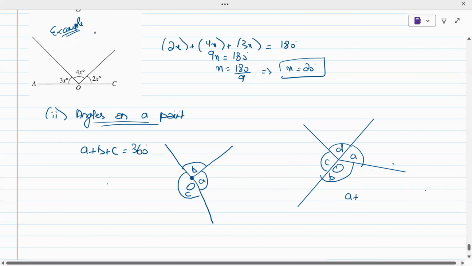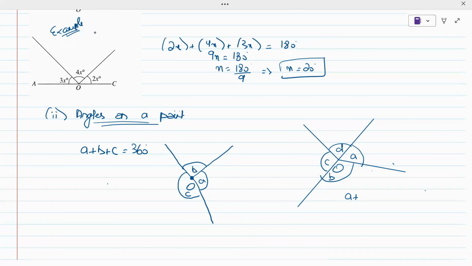These were 3 angles summing up to 360, and in the second case, it's 4 angles summing up to 360. So A plus B plus C plus D, they would add up to 360 degrees in total. Examples.